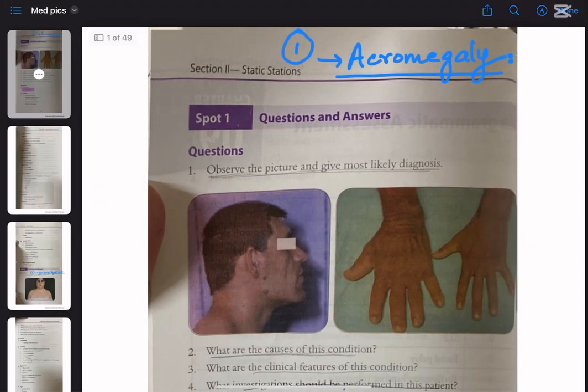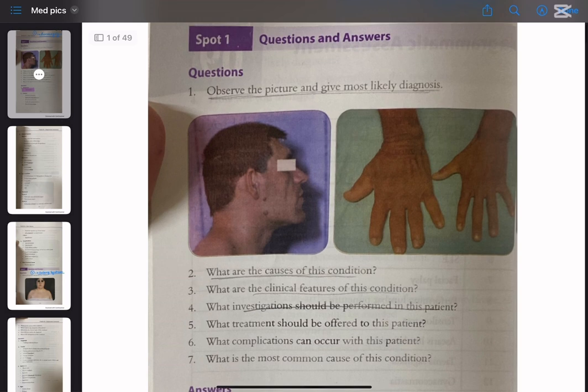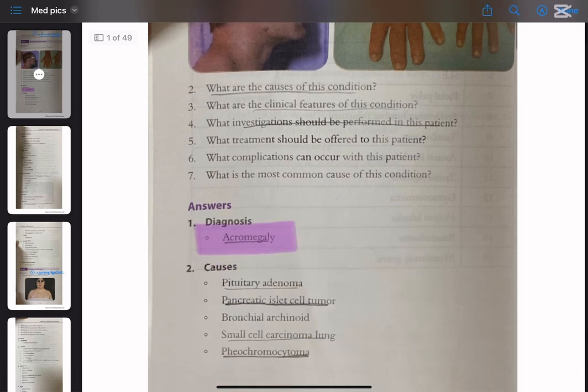Okay, so these are the questions and answers related to the case. The question is: observe the picture and give the most likely diagnosis. So what is this? This is acromegaly. What are the causes of this condition? So these are pituitary adenoma, pancreatic islet cell tumor, bronchial carcinoid, small cell carcinoma of the lung, and pheochromocytoma.